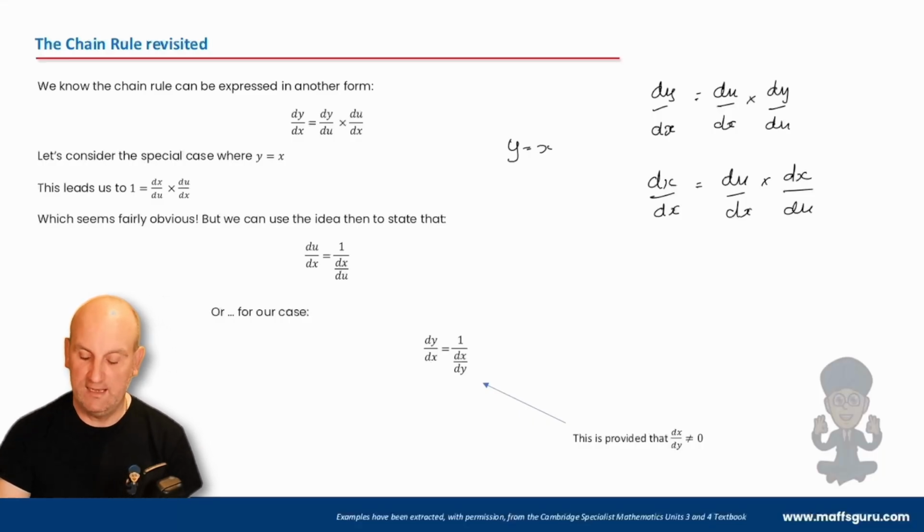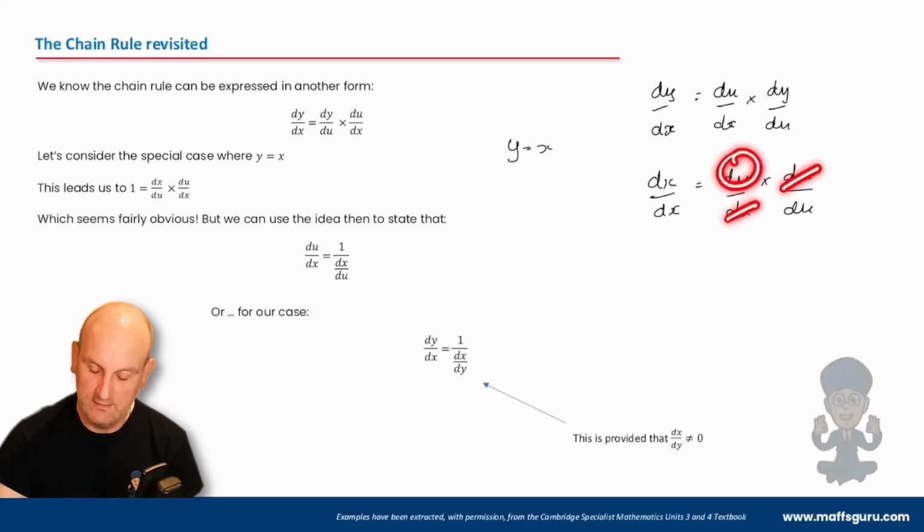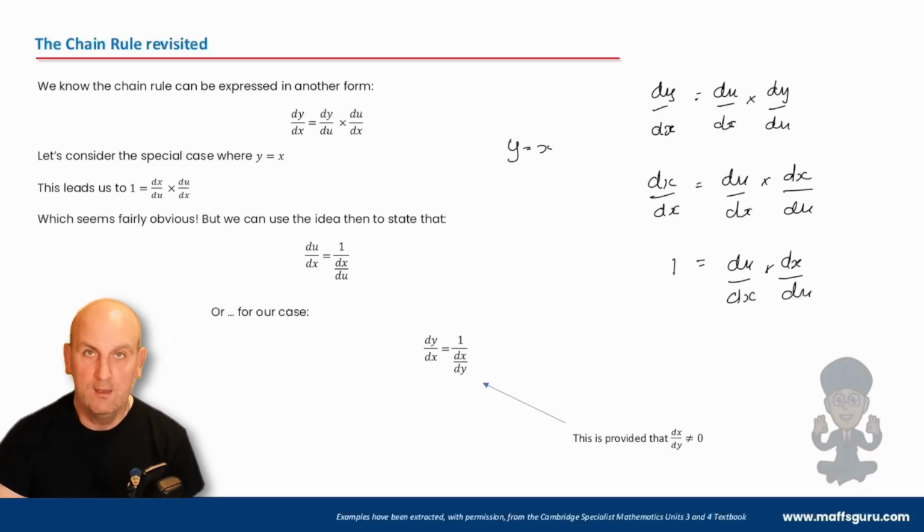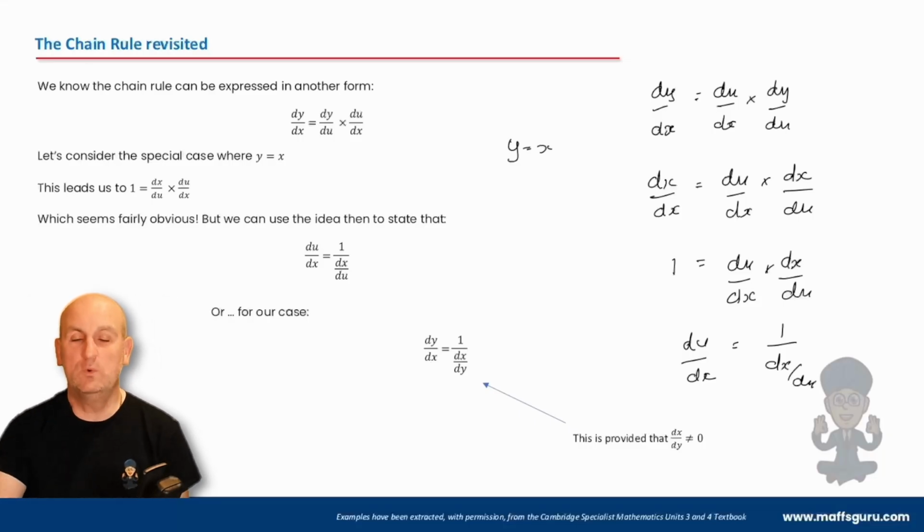Well, that seems fairly obvious because ultimately, that and that would cancel out, giving me dx by dx, which is equal to 1. So 1 is equal to du by dx times dx by du. If we rearrange that, then we now know that du by dx is 1 on dx by du. Aha, so what we've really shown there is that we can reciprocate.